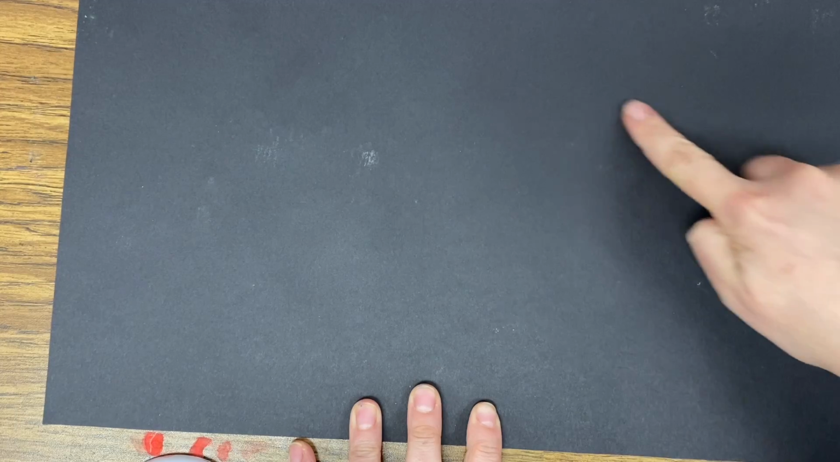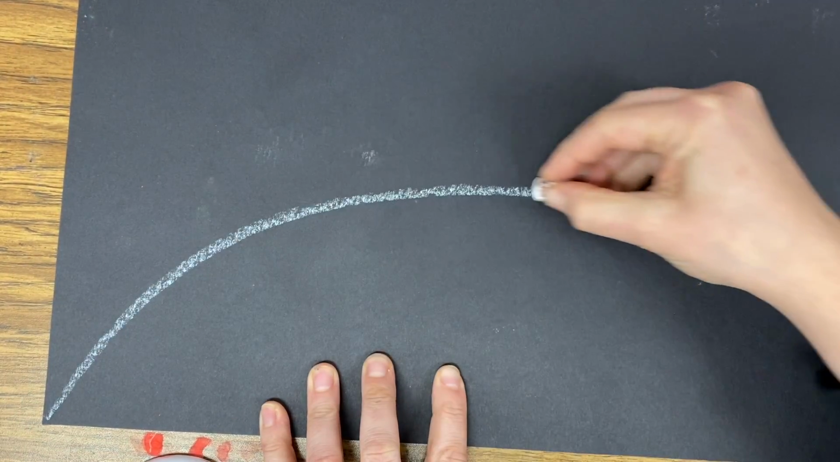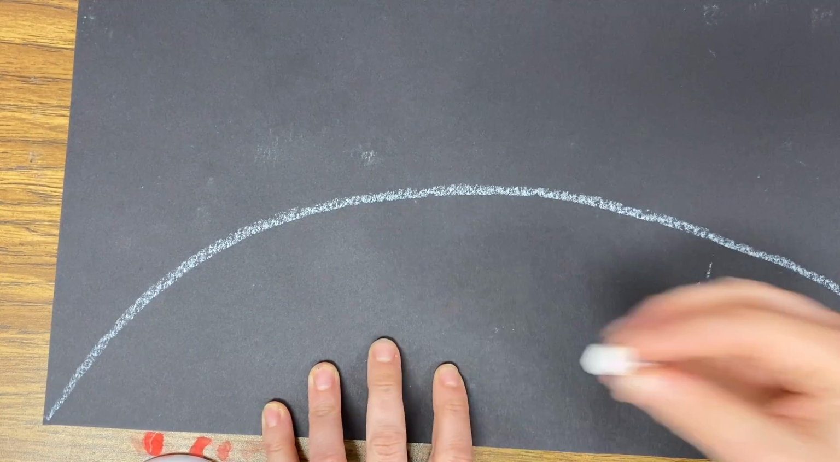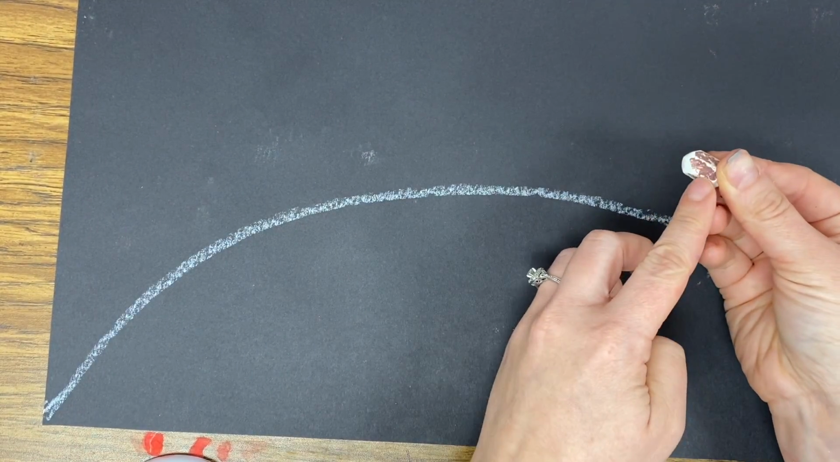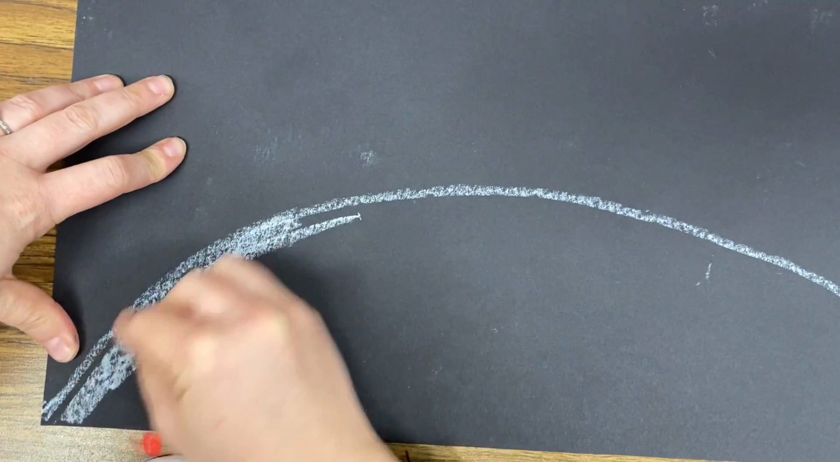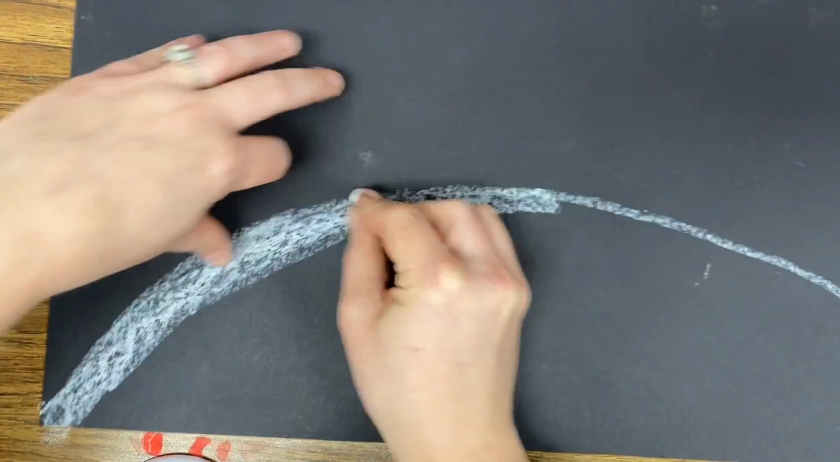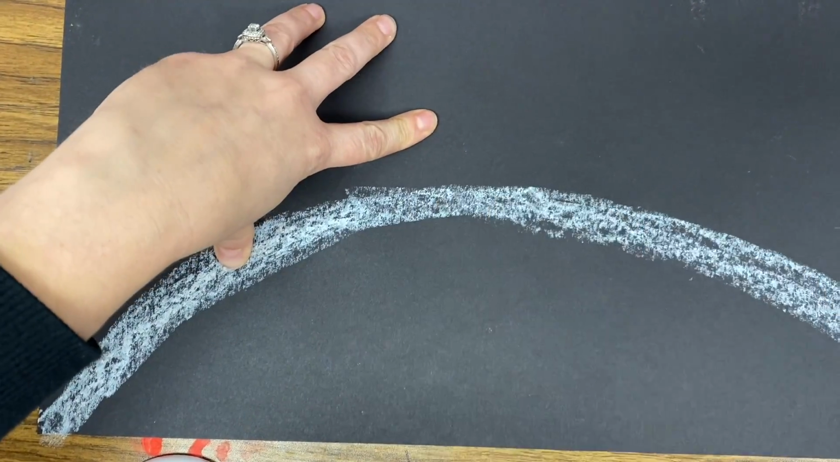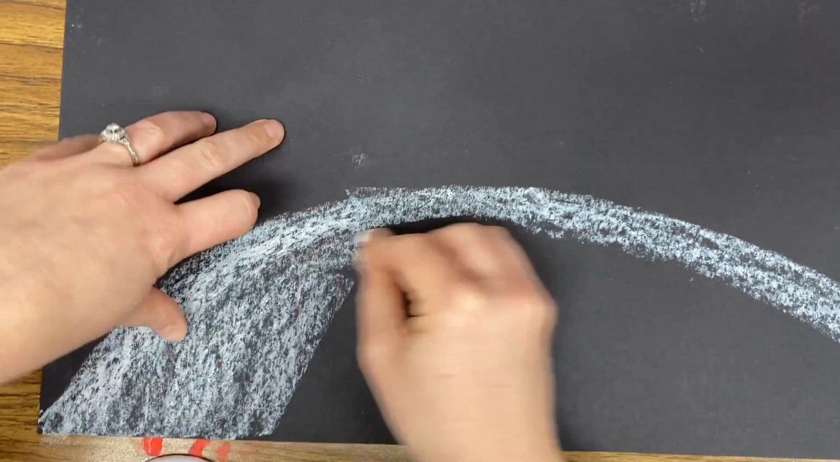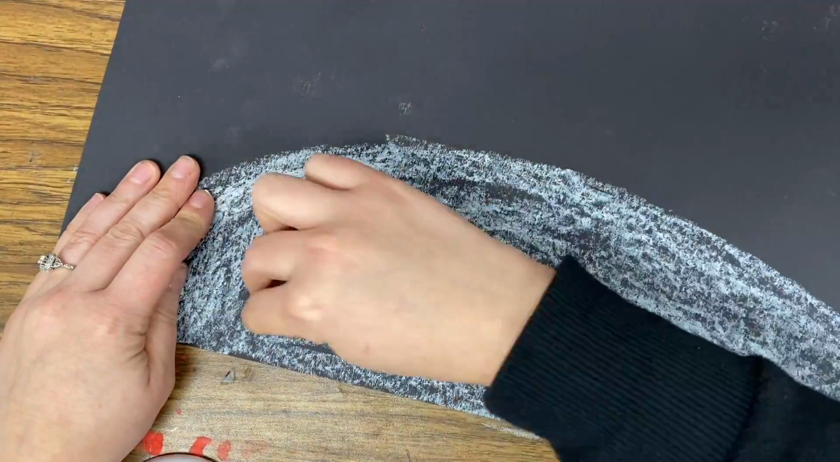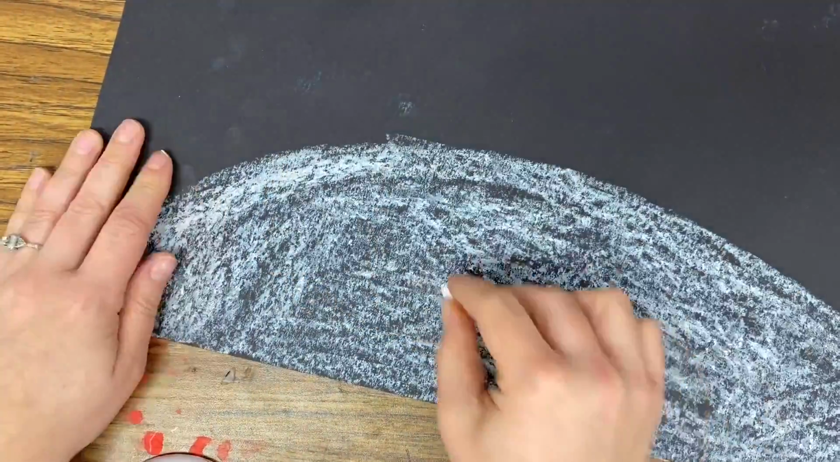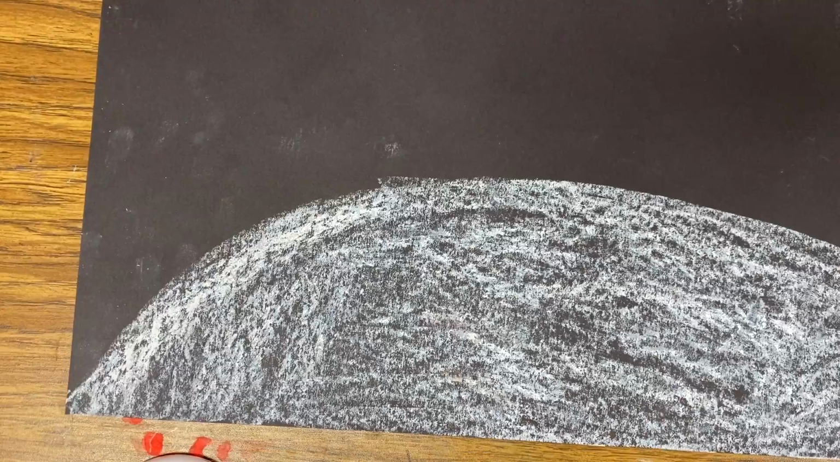And I'm going to draw a curved line that goes from one corner to the other corner. So think of it kind of like a hill. Then I'm going to use the side of my oil pastel and color in the hill. All right, now it's time to think about some details in your background. I'm thinking maybe some evergreen trees.